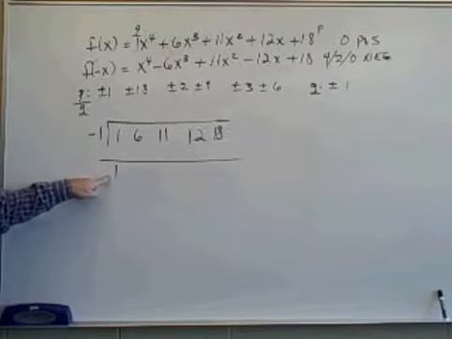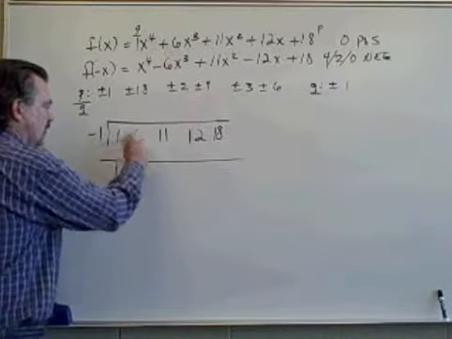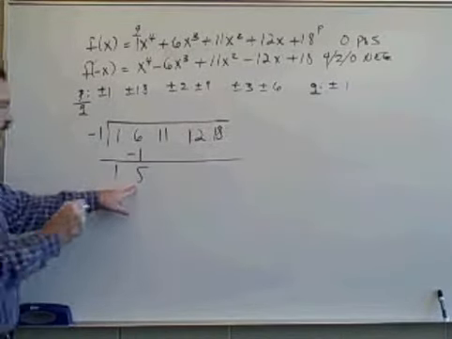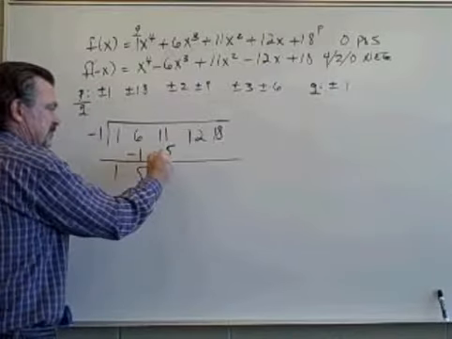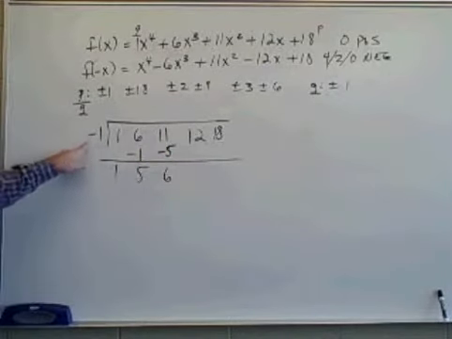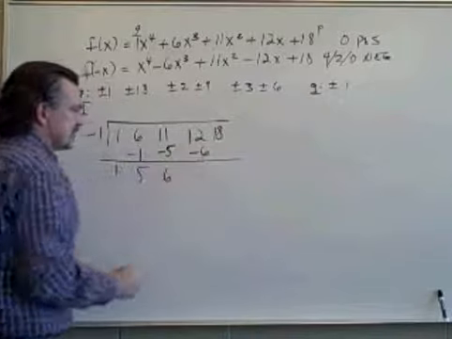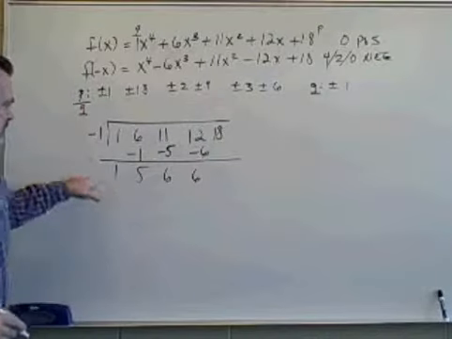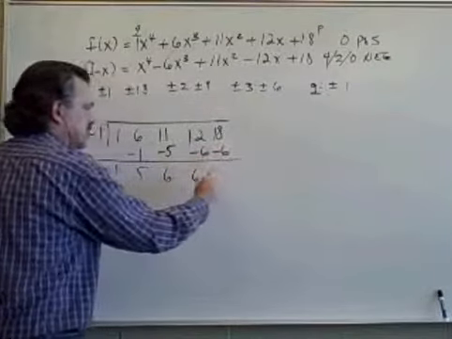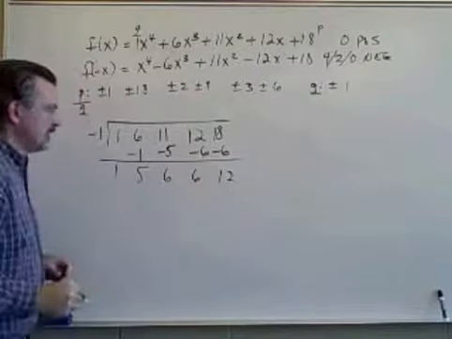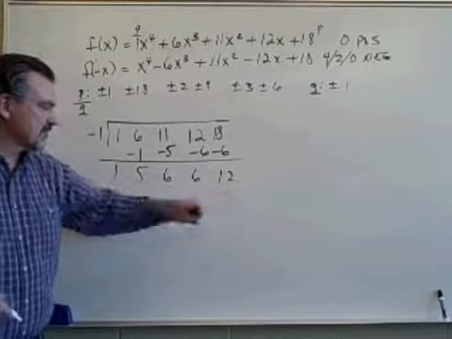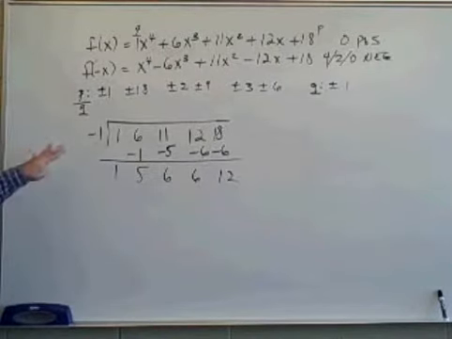Negative 1 times 1 is negative 1. Carry that negative 1 over and add. 6 plus negative 1 is 5. Negative 1 times 5, carried over is negative 5. 11 plus negative 5 is 6. Negative 1 times 6 is negative 6. Add. 12 added to negative 6 is 6. Negative 1 times 6 is negative 6. 18 added to negative 6 is 12. If it's a root, that remainder entry has to be 0. So in this instance, negative 1 is not a root.